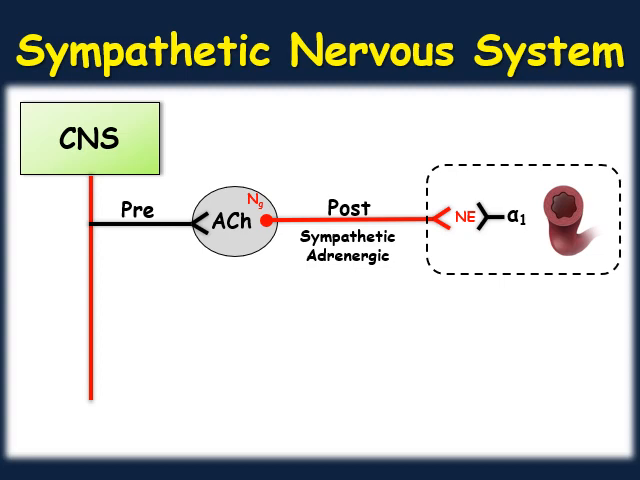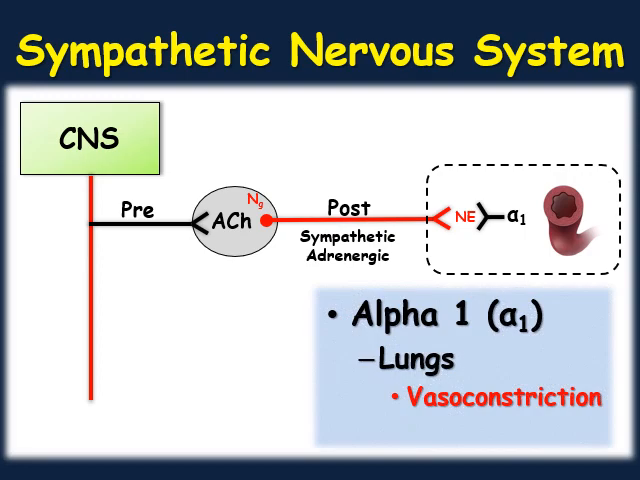We have a ganglion, which has acetylcholine as a neurotransmitter. Acetylcholine is going to bind with a nicotinic ganglionic receptor, which sends the impulse down the postganglionic nerve, which releases norepinephrine, which binds the alpha-1 receptor. And when it binds the alpha-1 receptor, we have very tight vasoconstriction.